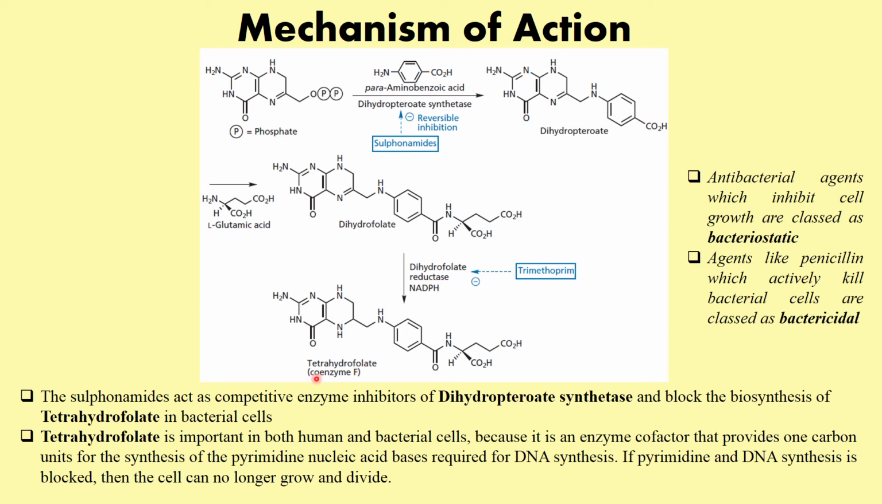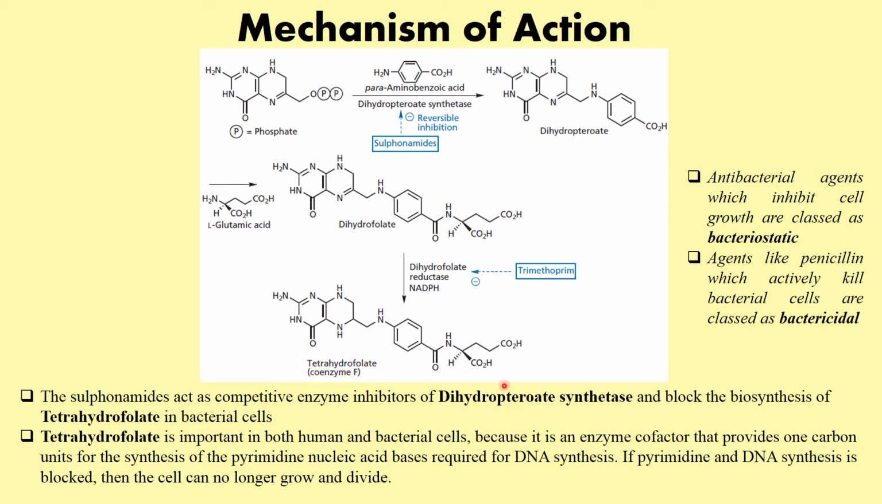If you have heard about coenzymes, we know these coenzymes are very, very important for the synthesis of various important precursors in the human cell as well as in the bacterial cell. This tetrahydrofolate is a very important cofactor, and the reason is that it provides one carbon unit, which is very important for the synthesis of pyrimidine nucleic acid base, which subsequently is required for DNA synthesis. Now you can understand the importance of this tetrahydrofolate. Both human cells and bacterial cells require it.